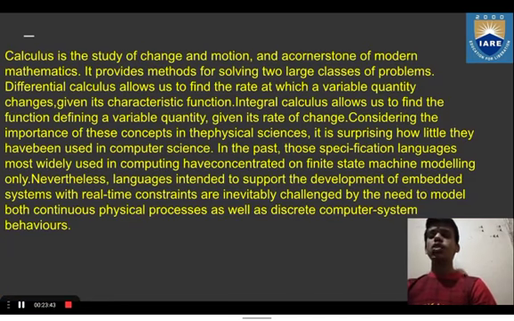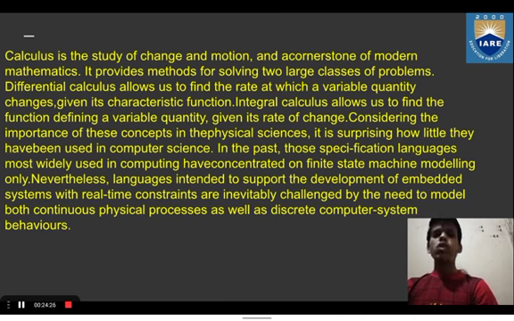Calculus is a study of change and motion, and a cornerstone of modern mathematics. It provides methods for solving two large classes of problems. Differential calculus allows us to find the rate at which a variable quantity changes, given its characteristic function. Integral calculus allows us to find the function defining a variable quantity, given its rate of change. Considering the importance of these concepts in the physical sciences, it is surprising how little they have been used in computer science. That we already know. Yes, it is very little. Calculus is very little used in computer science when compared to the physical sciences.